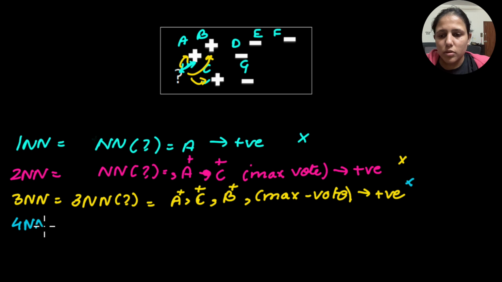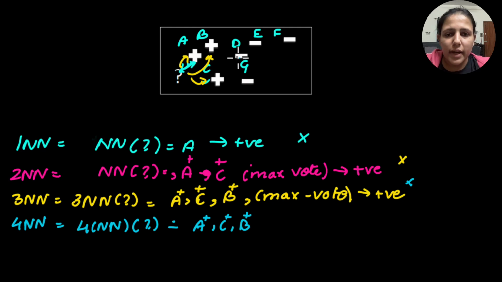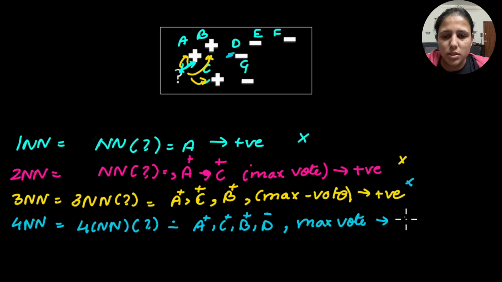So let's do 4NN of question mark, which is A, positive, C, positive, B, positive. Now if I move to the right, I can see D is closer, so D, which is negative. But I still take the max vote, and this is still positive. So this is also not solving our purpose.